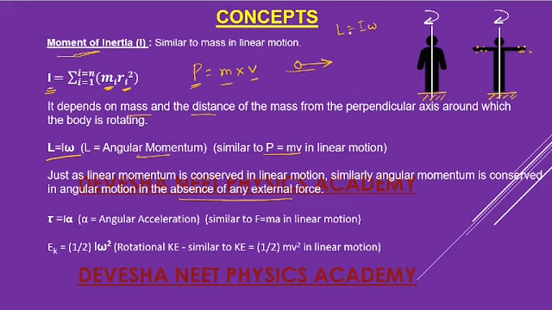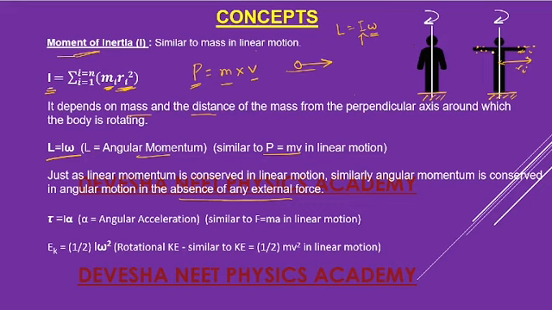If the body is spread out like this, and it is rotating, then I will obviously be more, because I is mr square. If the distance of these particles from this axis is more, then I will be more. In that case, it will be rotating with a lesser angular speed.